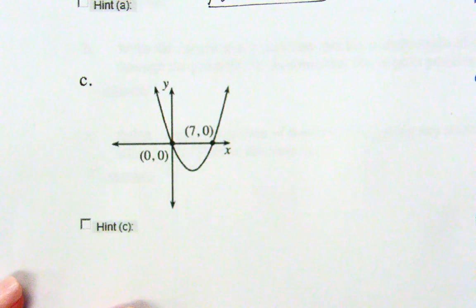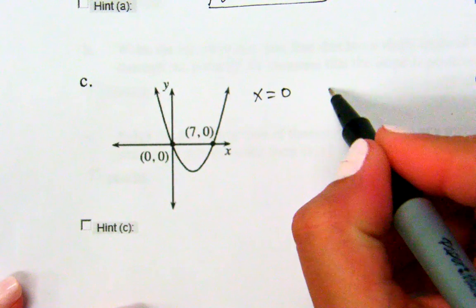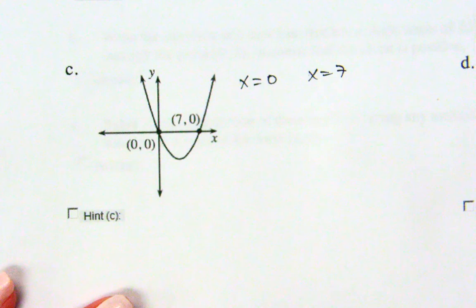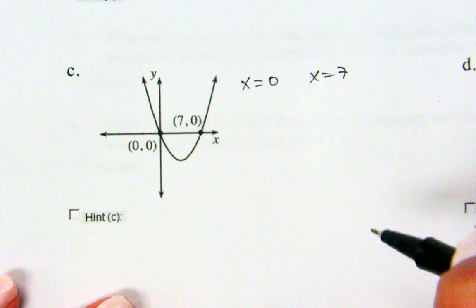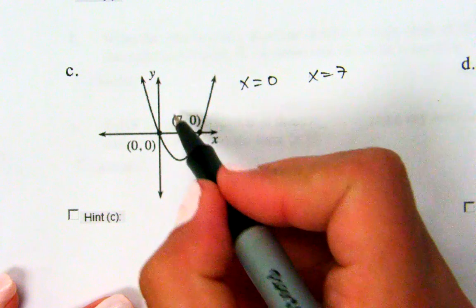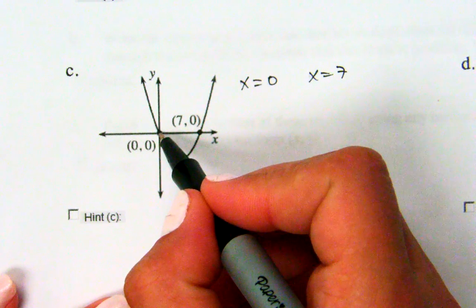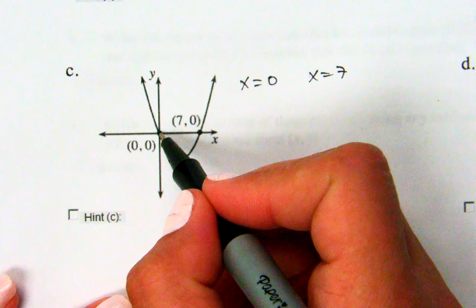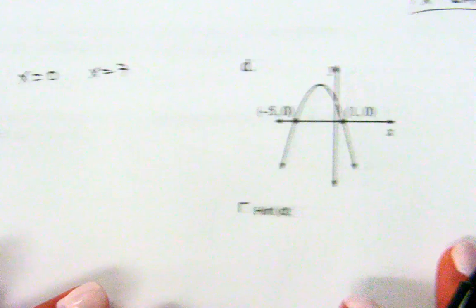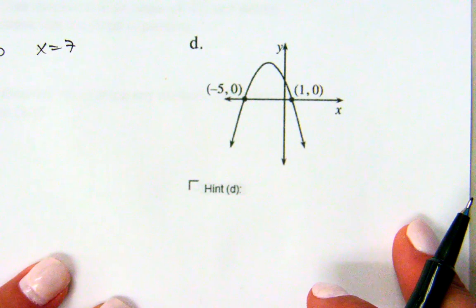Same thing for part C, but this time you have x equals 0 and x equals 7, right? So you're going to do the same thing and get an equation. Your y-intercept should be 0, so you should be left with plus 0 on the end, or it shouldn't be there, either of the two. And then part D is the one that's upside down.